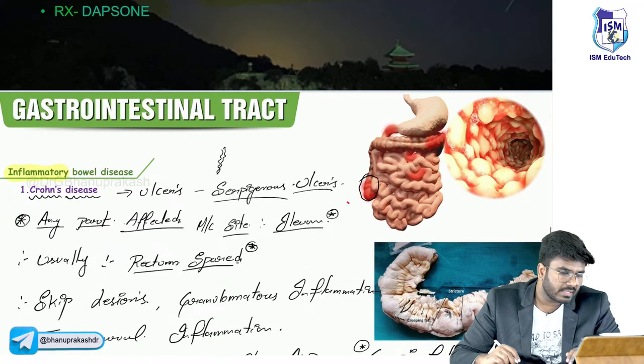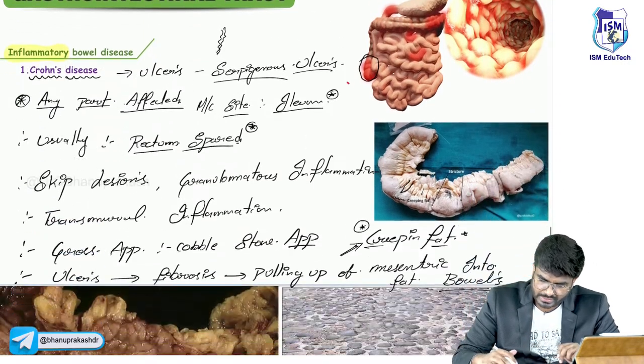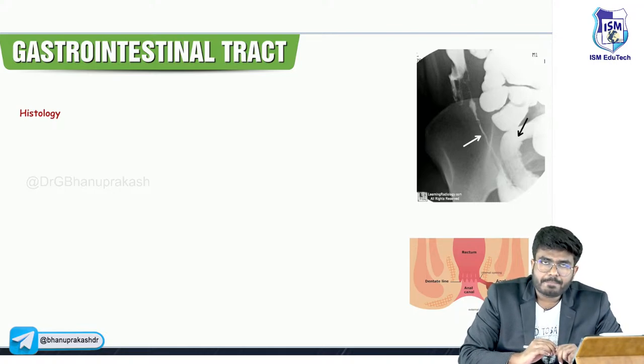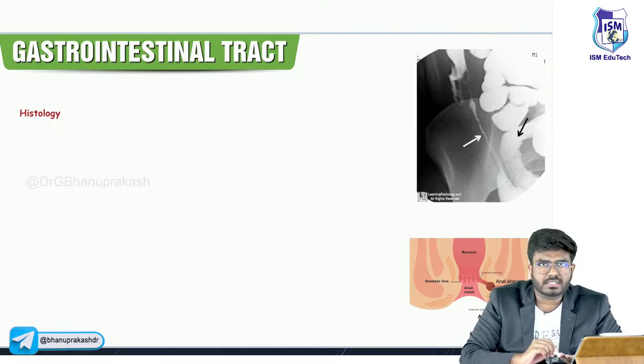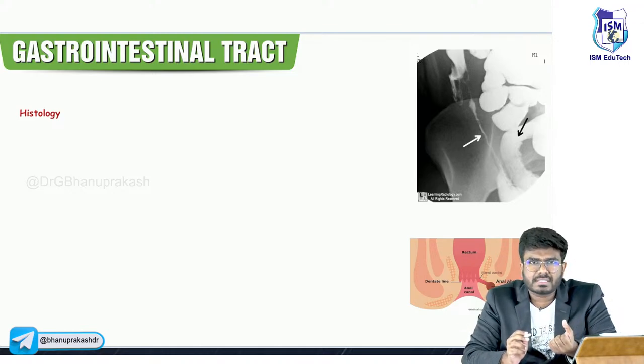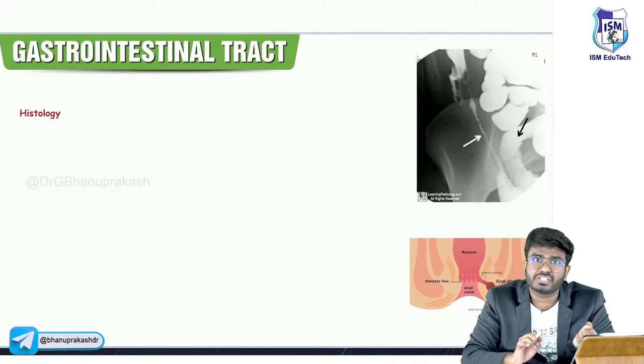So, creeping fat appearance is one thing which is going to be seen. And not only this, let me add a few more important points. These patients are going to have ulcers: cobblestone mucosa, serpiginous ulcers. Now, how is it going to be healed? With fibrosis. So, what happened to the GIT lumen? Because of so many ulcers, an excessive amount of fibrosis is going to happen. Because of this, that part of the intestine may undergo stricture formation, narrowing.